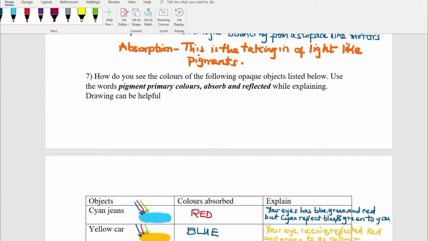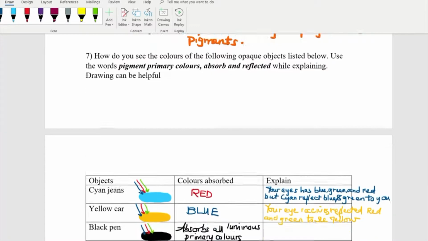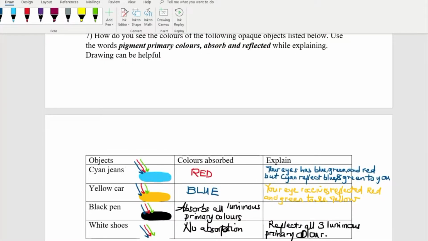Now, drawing can be helpful in this particular question, and here we have 4 different objects with different colors, and we need to be able to identify which ones are actually pigmented colors versus those that are luminous objects. Looking at the objects here, we know that objects that are opaque don't produce light. So in that case, they contain pigments that are involved in absorbing and reflecting light.